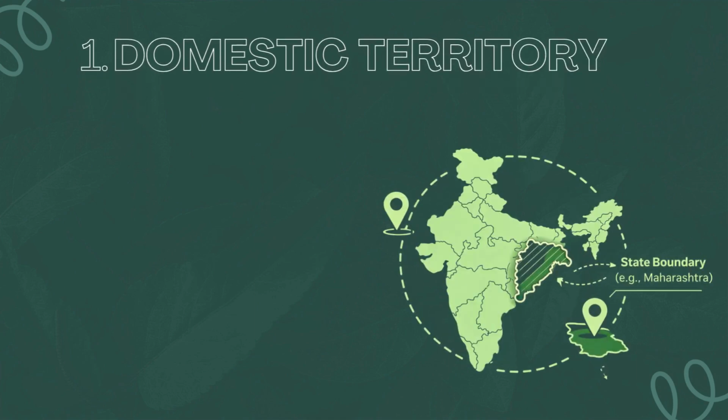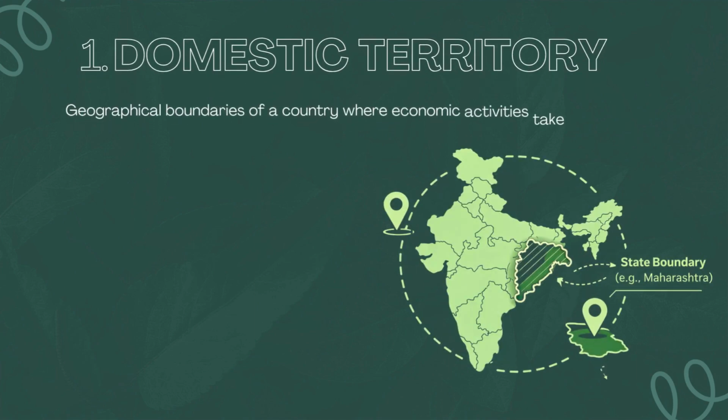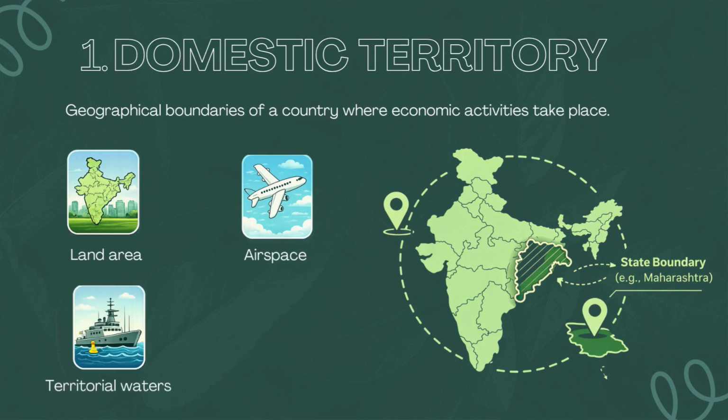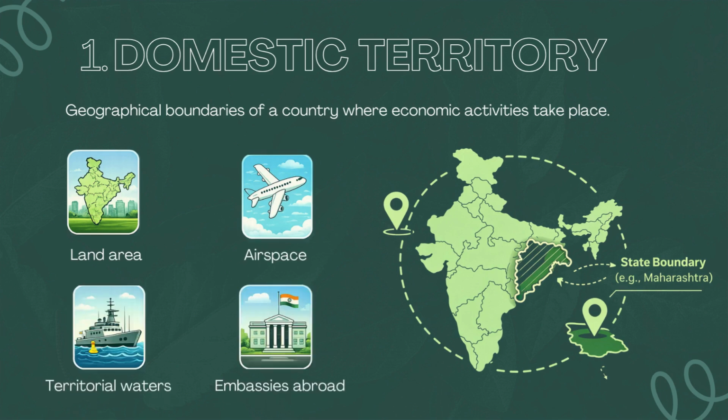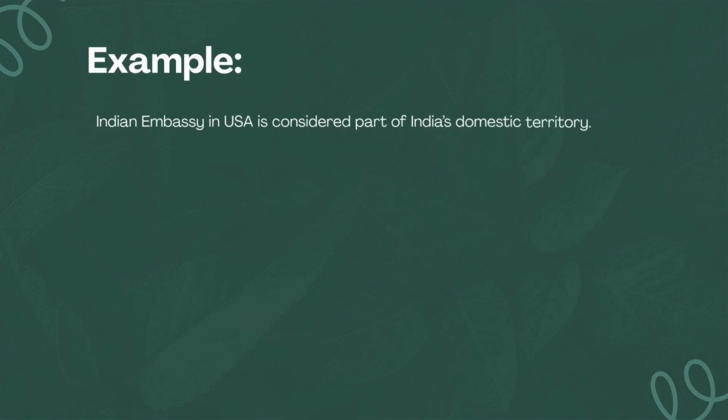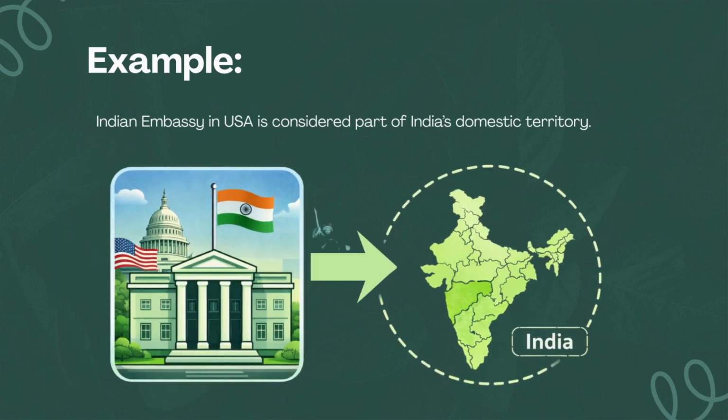First, domestic territory. It refers to the geographical boundaries of a country where economic activities take place. It includes land area, airspace, territorial waters, and embassies abroad. Example: an Indian embassy in USA is considered part of India's domestic territory.